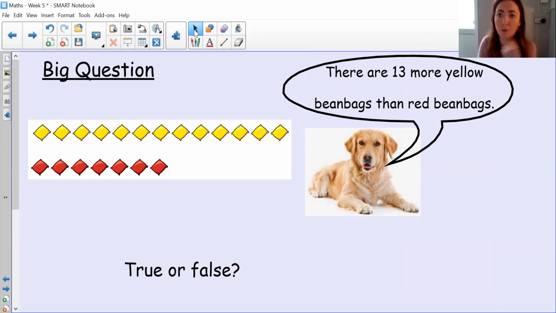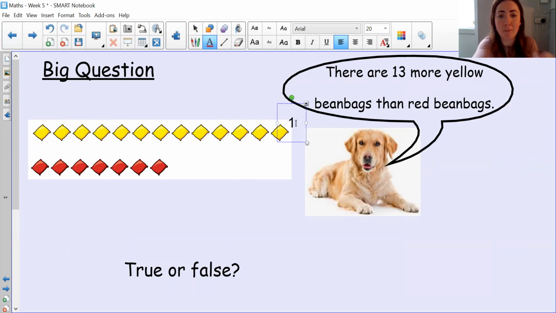Firstly, we want to work out how many yellow bean bags there are. Let's count them. 1, 2, 3, 4, 5, 6, 7, 8, 9, 10, 11, 12, 13. So there are 13 yellow bean bags. Now I already see where Stevie's got it wrong. There can't be 13 more yellow bean bags than red bean bags because there are only 13 yellow bean bags. Full stop. That would mean there would need to be 0 red bean bags, which there aren't. So how many red bean bags are there? 1, 2, 3, 4, 5, 6, 7. So 7 red bean bags. 13 yellow bean bags, 7 red bean bags.